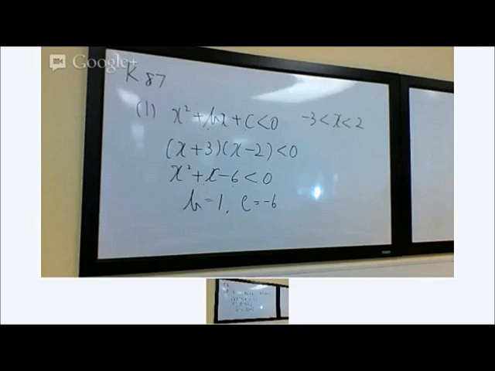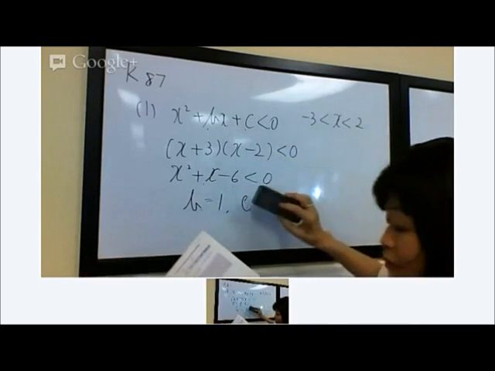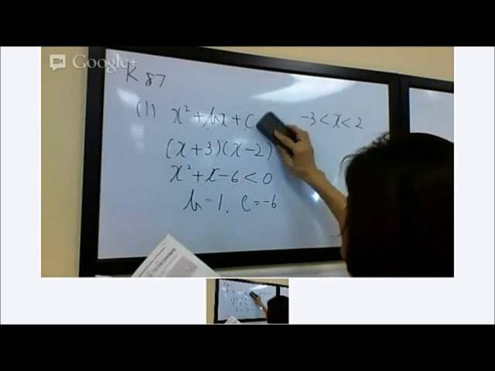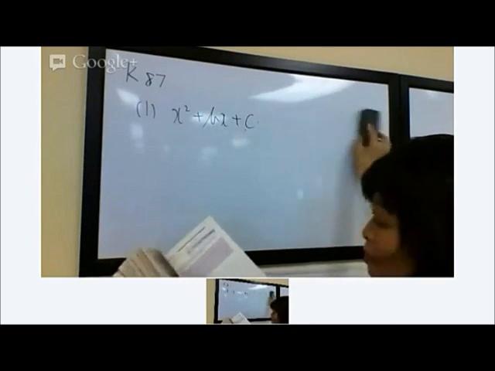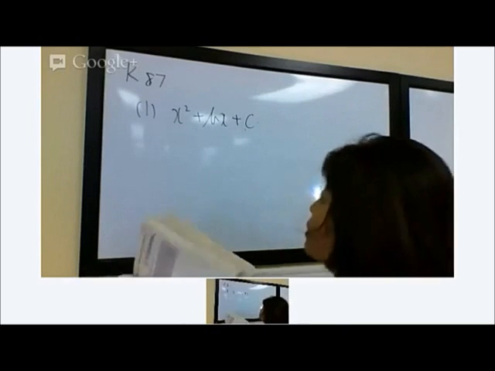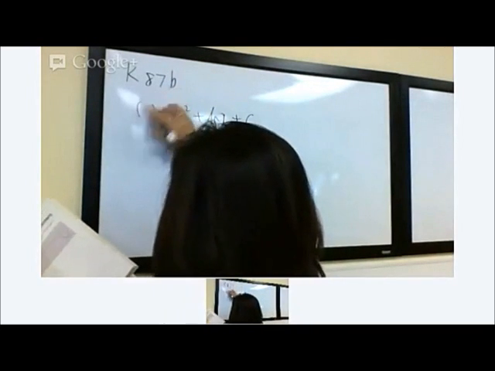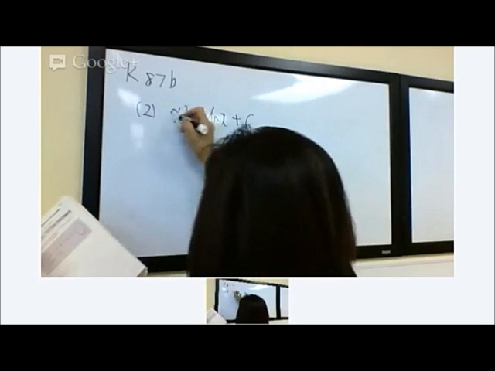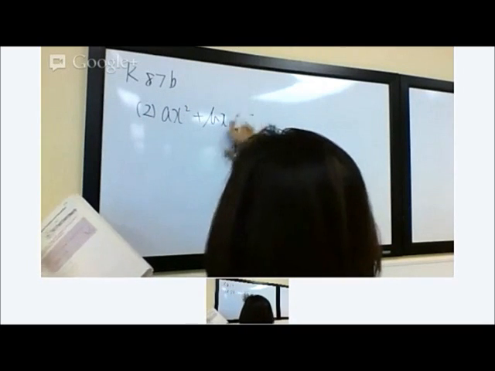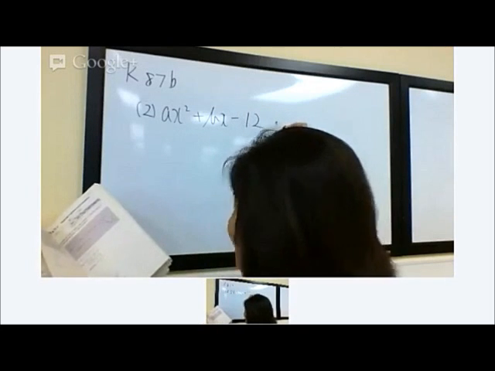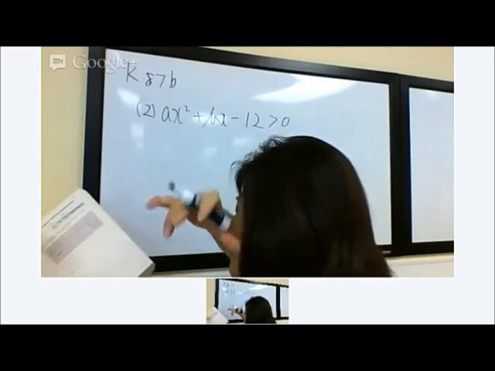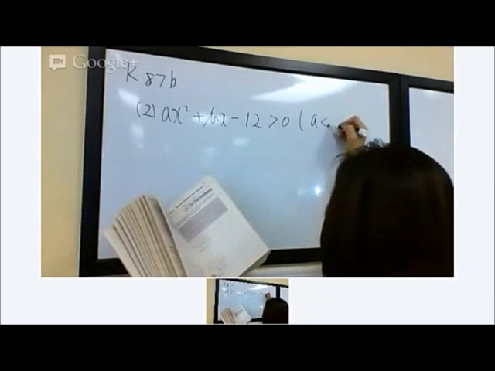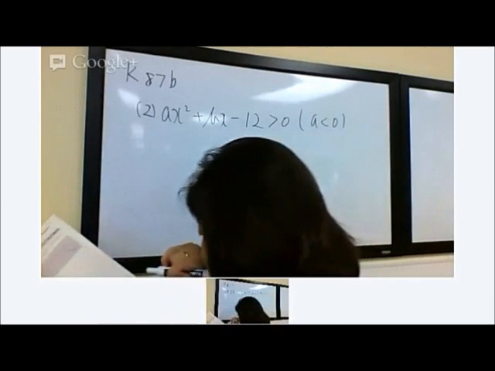Then greater than. Okay. I do the next page. Number 2, applying this but different size, right? ax squared, a is there. 87b? Yeah, 87 number 2. Oh yeah, it has a big star in there. ax squared plus bx minus 12 greater than 0. Assuming, right, that a is less than 0.